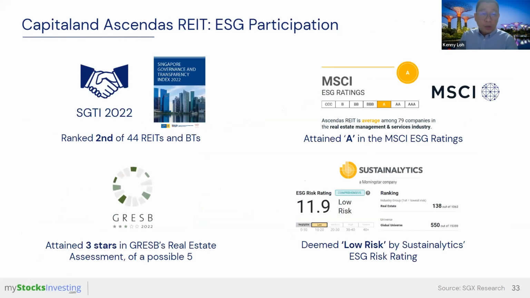In terms of ESG, Ascendas REIT ranked number 2 in the Singapore Governance and Transparency Index. And in terms of GRESB, which is a real estate grading, they got 3 stars out of 5. And for the MSCI ESG rating, they have an A. And based on the Morningstar Sustainalytics ESG risk ranking, it is low risk. All right, so in terms of ESG participation itself, they are basically not bad.